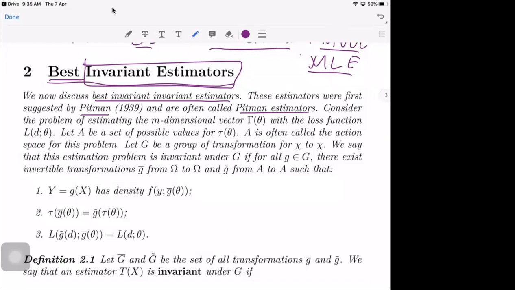So consider the problem of estimating an m-dimensional vector, tau of theta, a function of your parameter theta, with a loss function. When we talk about an invariant estimator, it is usually associated with a loss function. The usual loss function is the square loss function, or in general, the Mahalanobis loss function. If you go to the univariate case, that is just your square function, no?